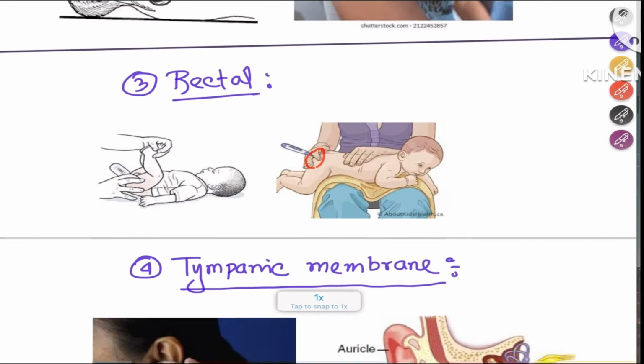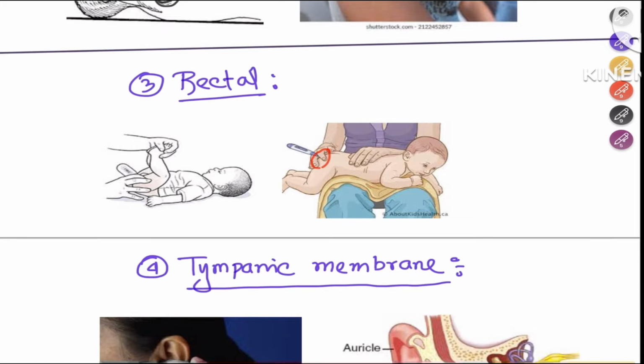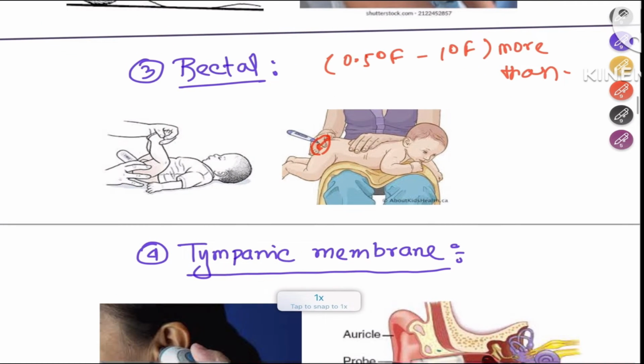Next we will see the rectal. For the rectal thermometer, we will place the thermometer in the anus region or rectal region. Here the temperature is always 0.5 degree Fahrenheit to 1 degree Fahrenheit more than oral. So in rectal temperature it is 0.5 degree to 1 degree more than the oral. We will place it here, the rectal area or anus area.